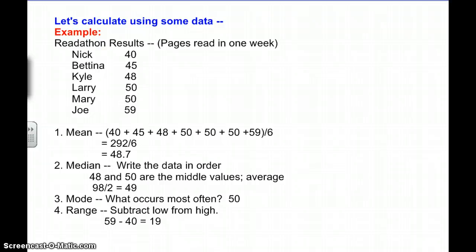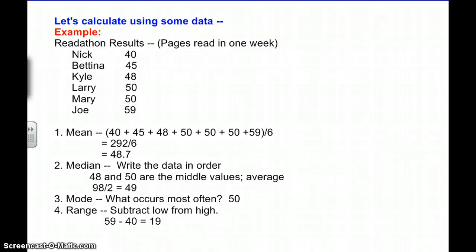So let's calculate some things using some data. We'll calculate the measures of central tendency. So we have some readathon results, and that would indicate the pages read in 1 week by different students. So we have 6 students here and the pages they read in 1 week. So we're going to calculate all 4 measures. The first would be the mean. The mean is always add all the data points and divide by the number of data points you have. So here I've added all the data points together and divided by the total, 6. And I get 292 divided by 6, or 48.7. That's the mean, or the average.